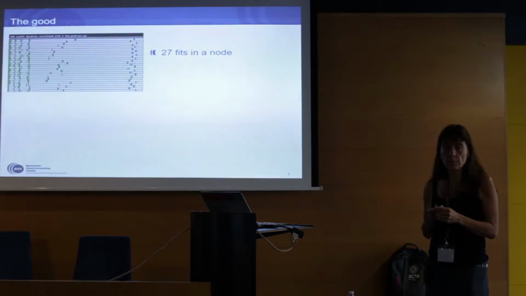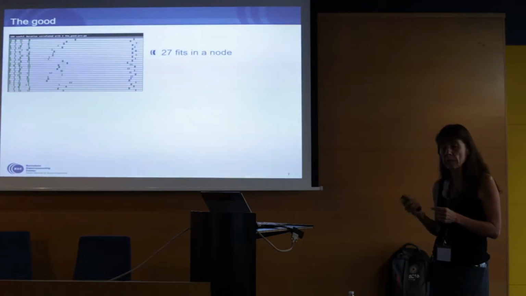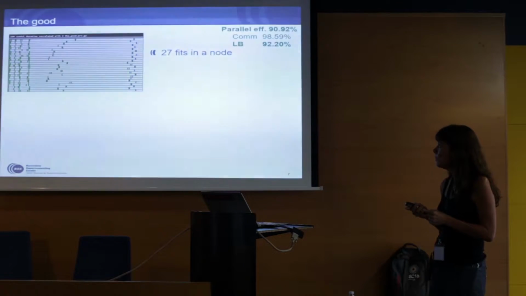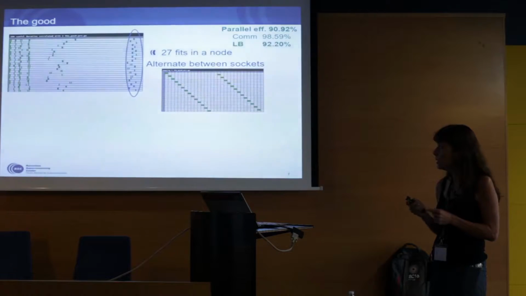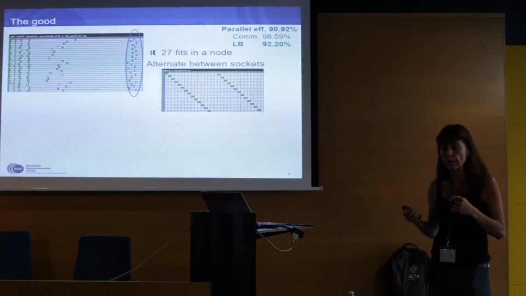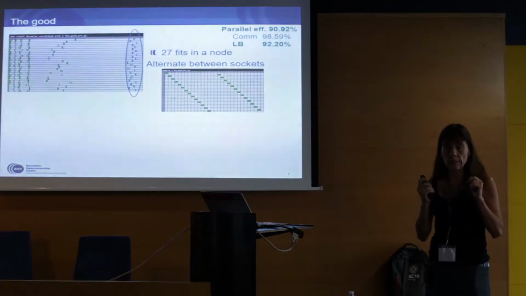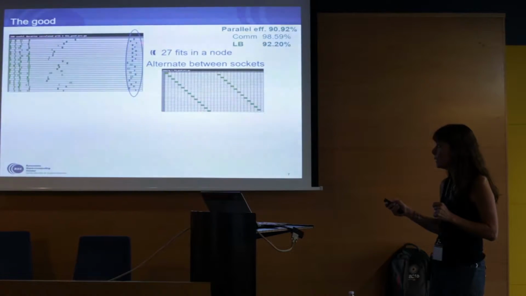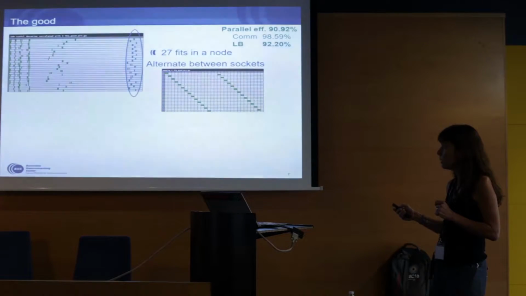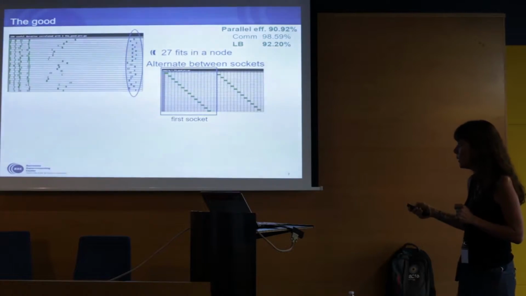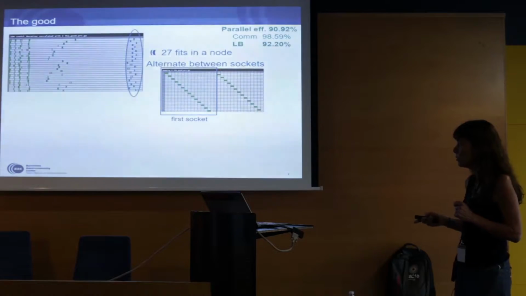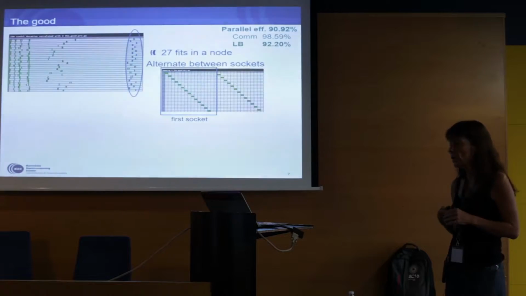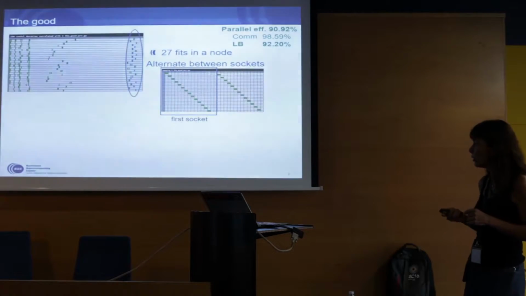So what is the best case? In fact, the best case was a lucky machine where these 27 processes fit in a node, and this is the higher score. What the machine does is alternate between the 2 sockets. So I have 2 sockets in a node, and I can fit 27 processes in a node, so I basically alternate the mapping of the processes between the 2 sockets. It's just automatic balancing because it's doing round robin to assign the processes to the sockets.